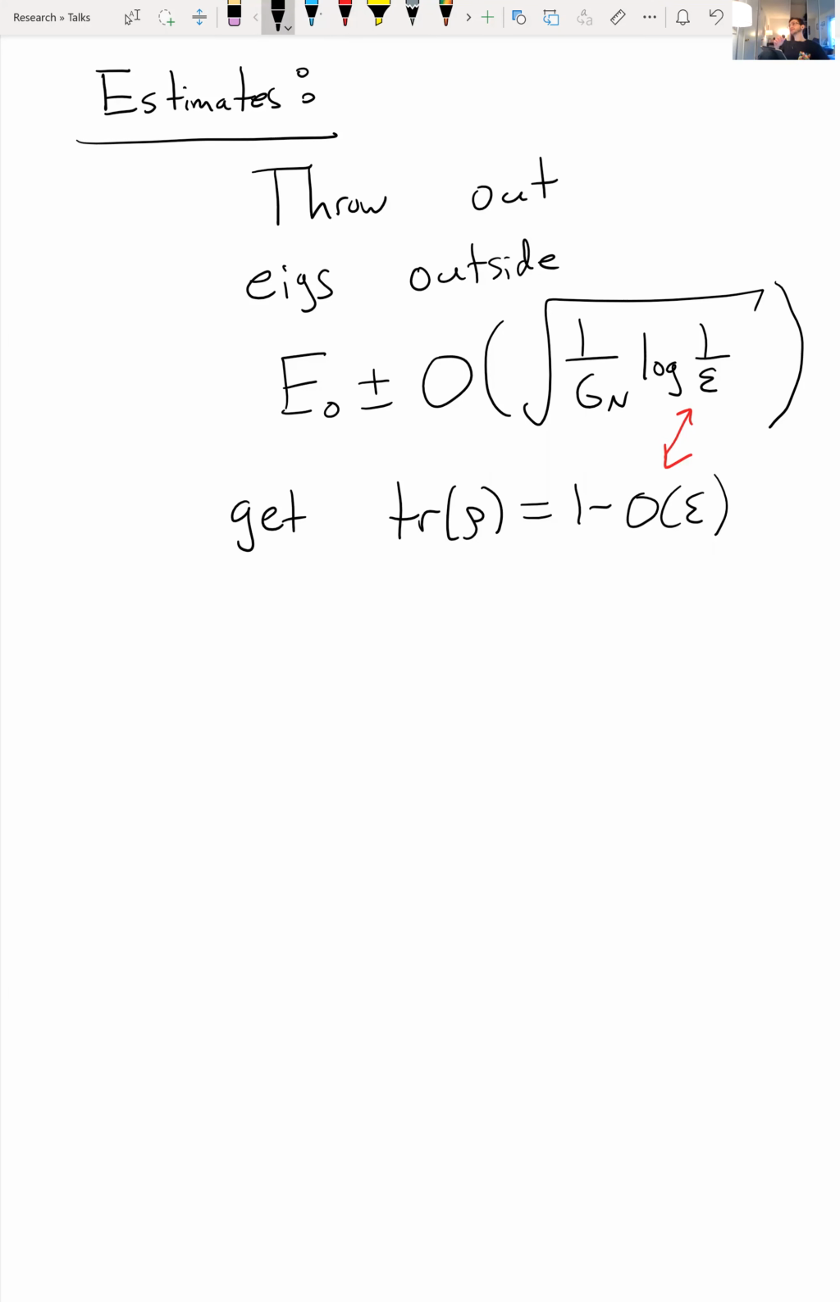So this tells us that I can throw out a huge number of the eigenvalues and still get a pretty good approximation to the trace, which means that all of the eigenvalues that I threw out collectively only sum to something of order epsilon, which means that those eigenvalues are not especially significant for the actual physical properties of the state. They're very, very small.